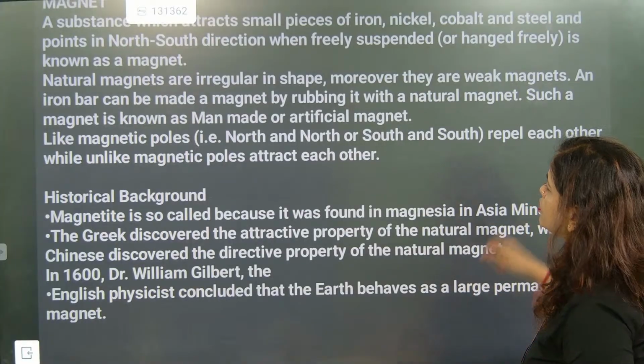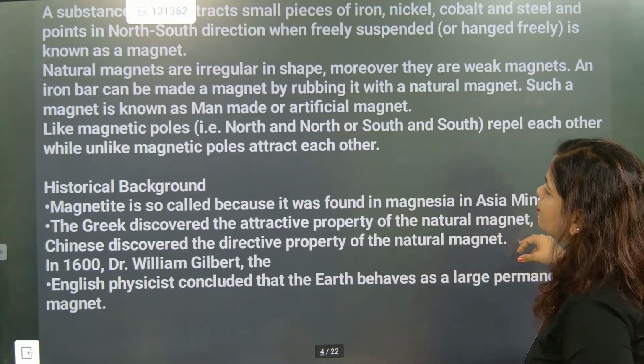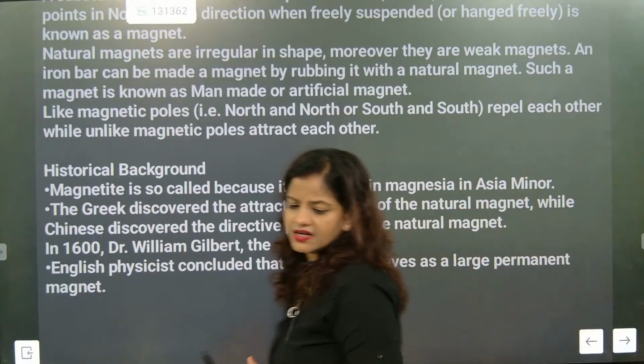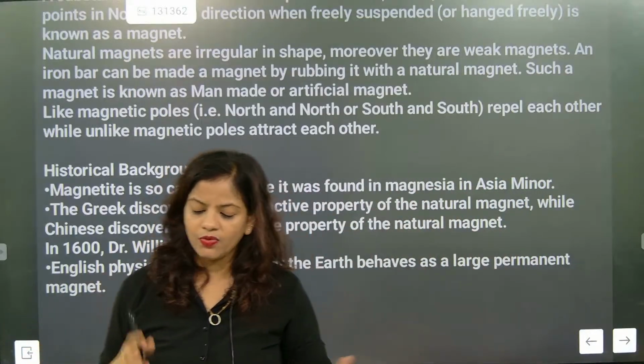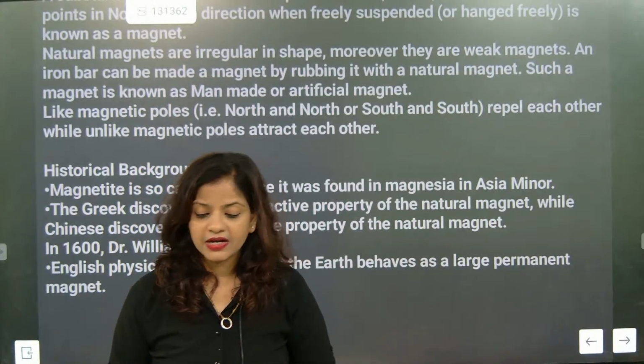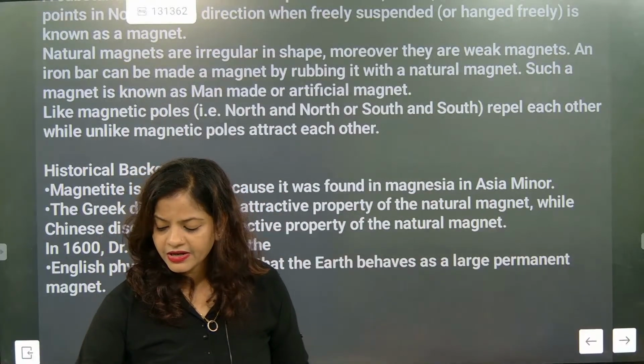Like magnetic poles, north and north or south and south, repel each other. Unlike magnetic poles attract each other. You need to understand that there are two types of magnet: a natural magnet and a man-made magnet. Can you tell me the difference between a natural magnet and a man-made magnet?